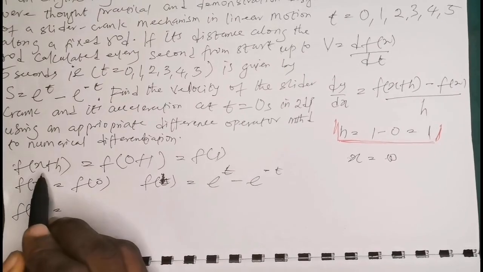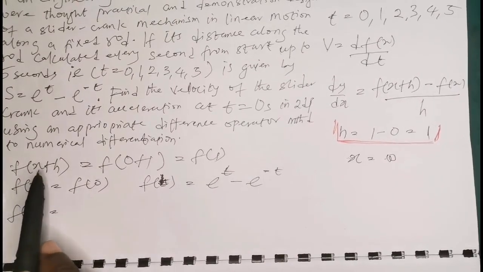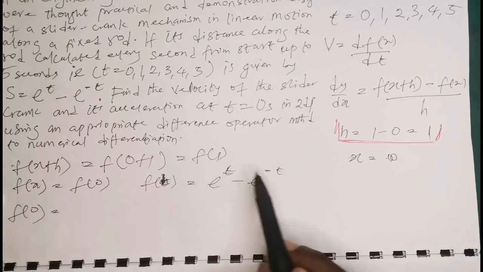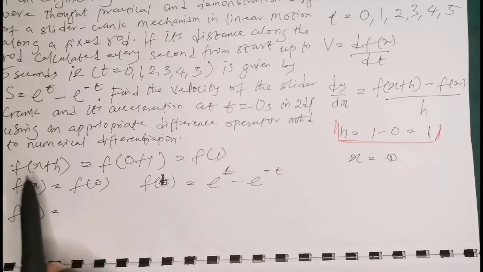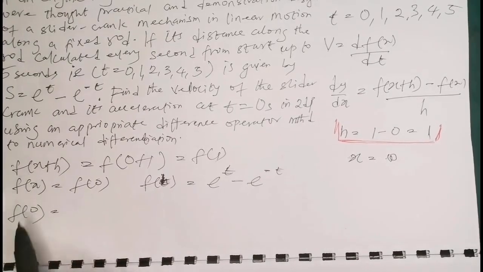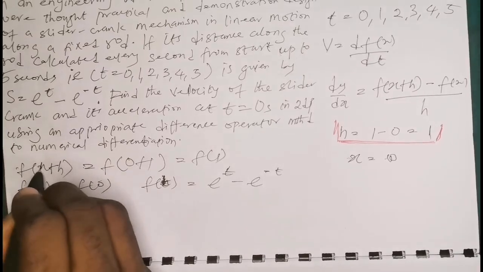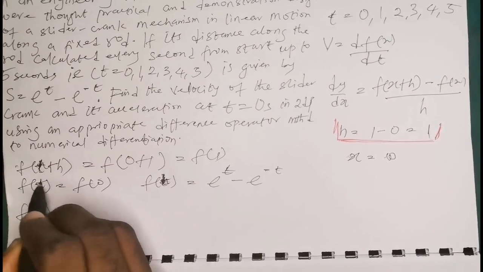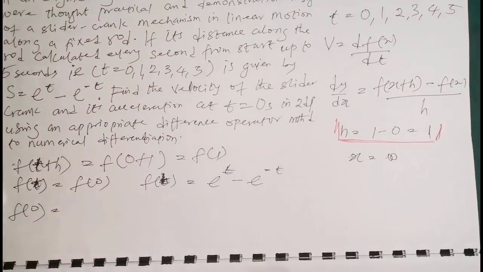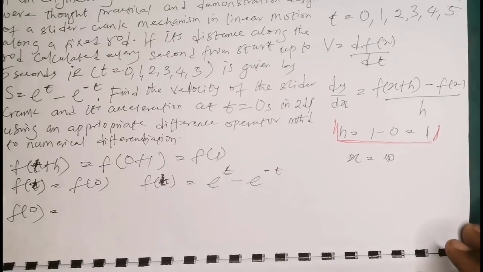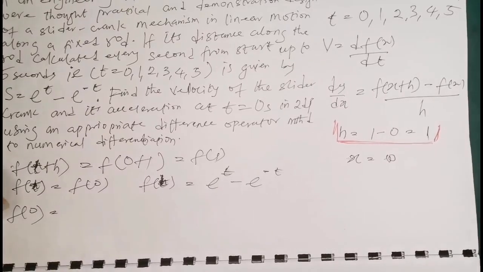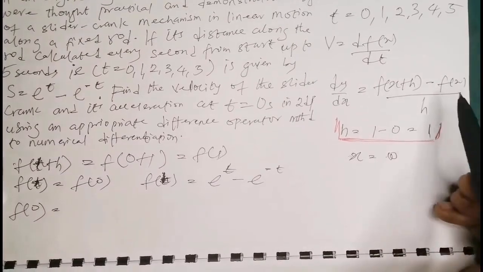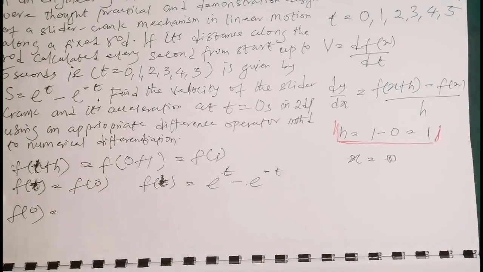So f of x plus h here can also be written as f of t plus h, right? Since the function itself is a function of time, t. So you can simply call this f of t plus h, and this is f of t. Okay, so which means we are going to alter the derivative a little bit. So of course, the derivative will also be f of t plus h minus f of t all over h. All right, so it's basically the same thing, right?